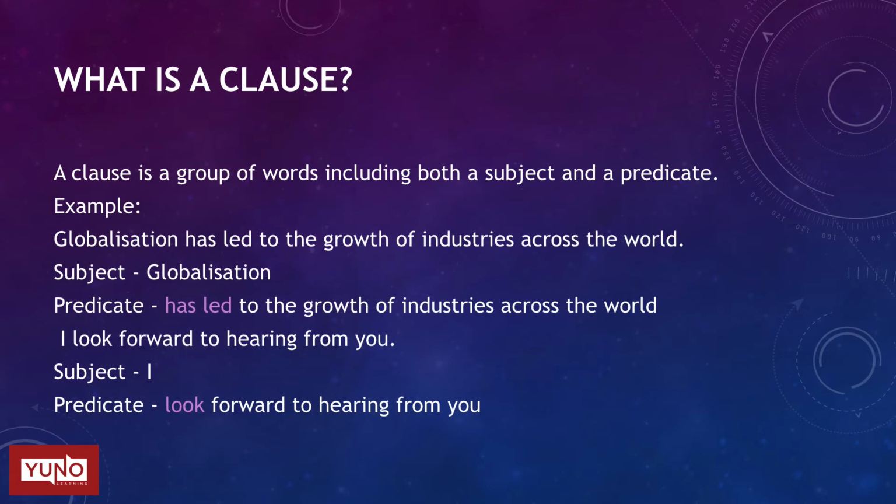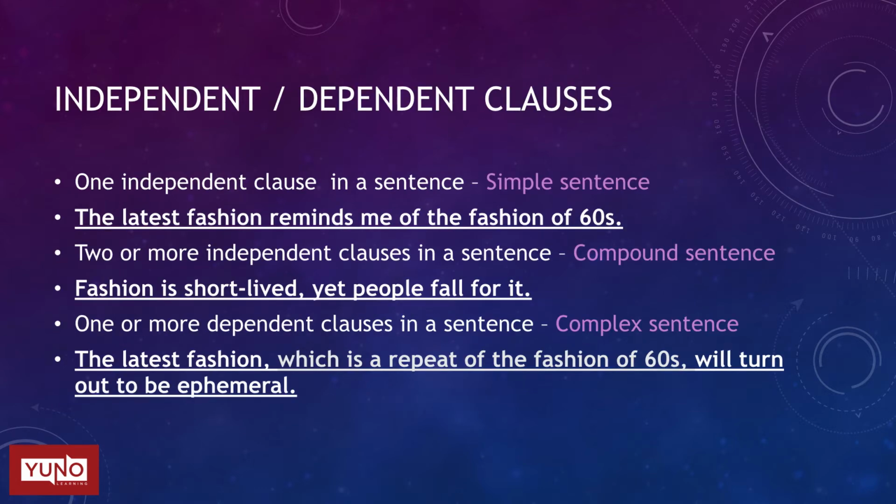Independent means it does not require support. Dependent means it needs support. So one independent clause in a sentence gives us a simple sentence. Why should we know it? Why should we try to understand what we are trying to do now?